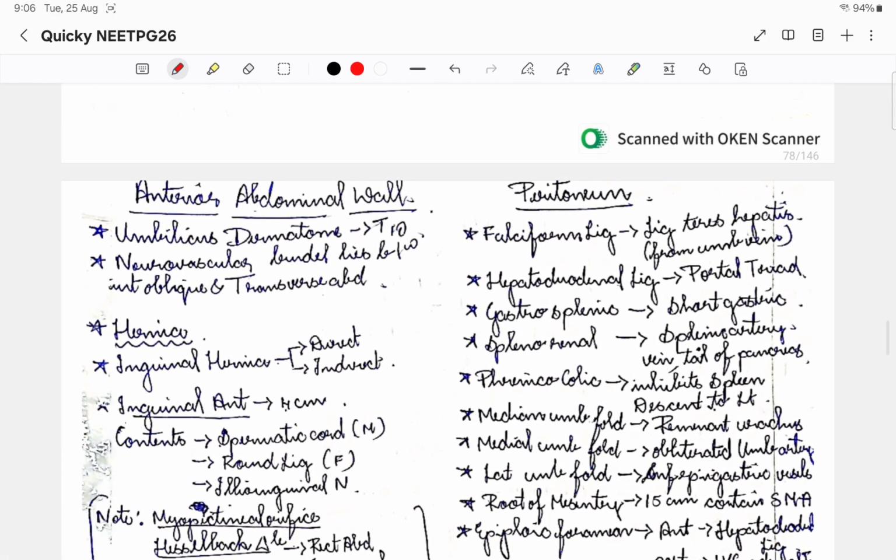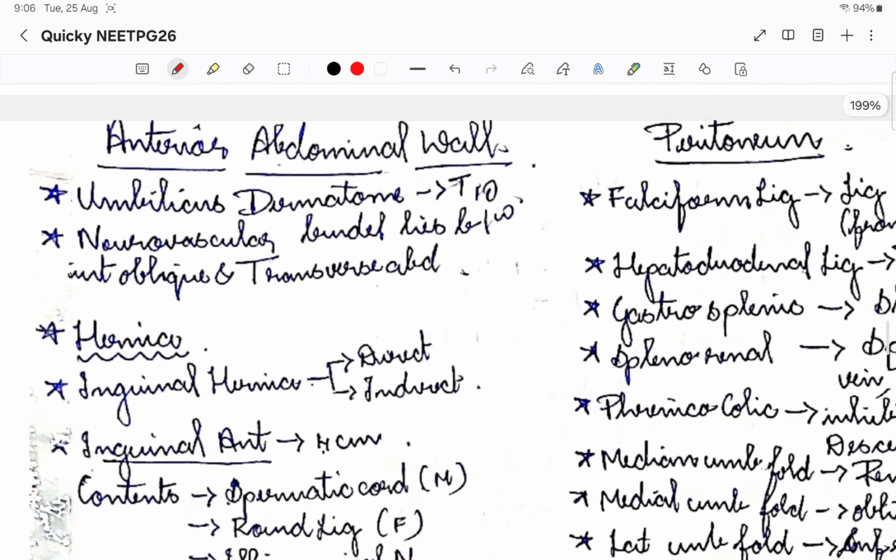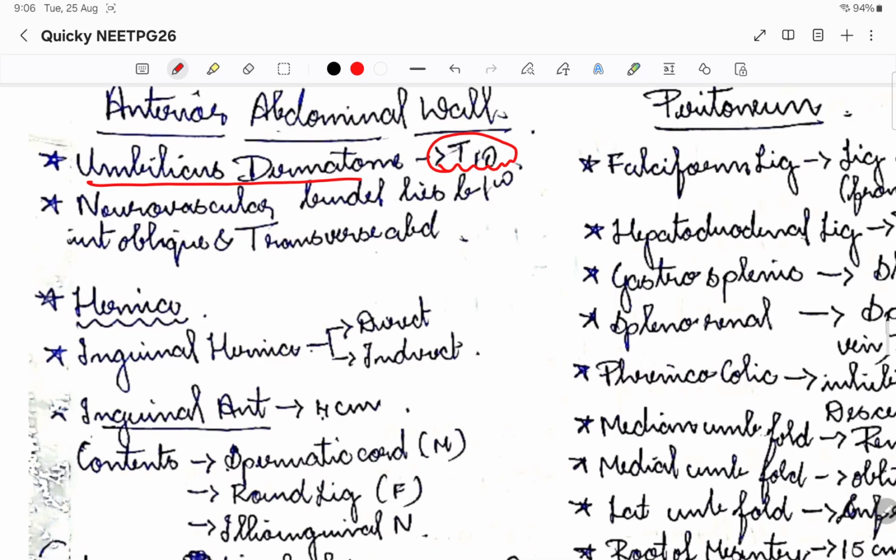Okay, now coming to the anterior abdominal wall. Please remember the umbilicus dermatome will be T10. Neurovascular bundles lie between the internal oblique and the transverse abdominis. Please remember this extra edge point with respect to abdominal wall muscles. The neurovascular bundles that will supply the muscles lie between the internal oblique and the transverse abdominis muscle. You know that, right? There are three muscles in the abdomen: external oblique, internal oblique and transverse abdominis. It is between the second and the third muscle that the neurovascular bundles lie.